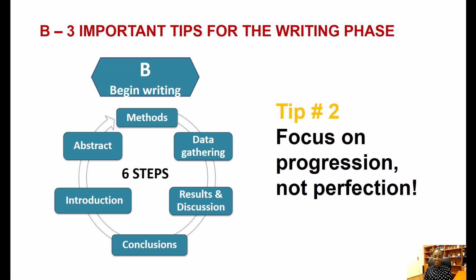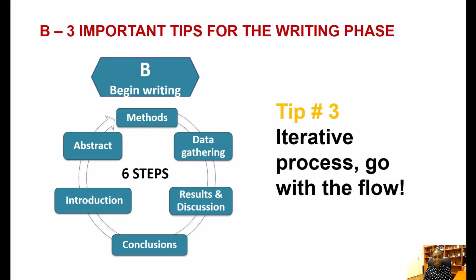The second tip that I would like to give here is to focus on progression and not perfection. Usually, when we are writing, we want to make the sentences perfect. You end up spending several hours trying to write one perfect sentence, whereas you have a lot of ideas in your mind that you could also put on paper. So you have to separate the writing phase from the editing phase. During this B phase, where we are just beginning to write, your focus should be on putting all your thoughts on paper and not on perfection. Don't try to get the perfect sentences right now. Focus on getting the ideas on paper.